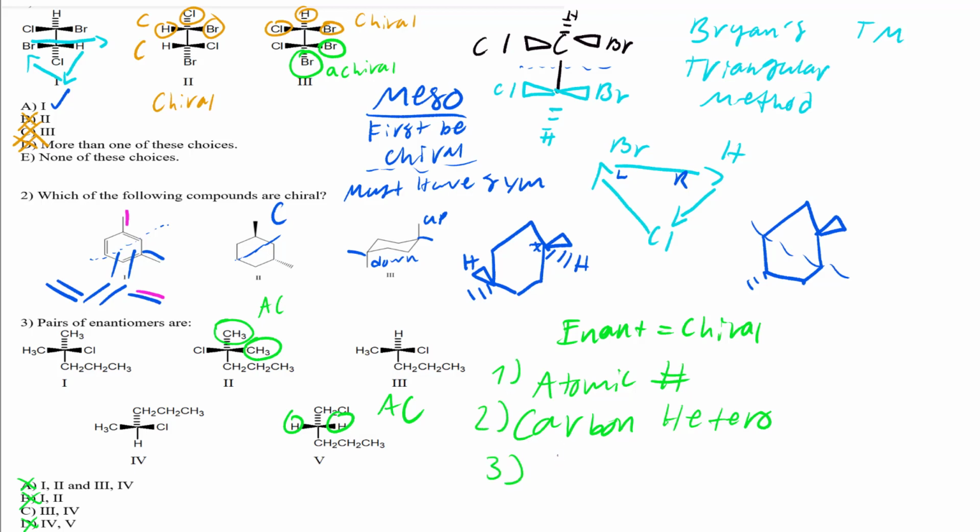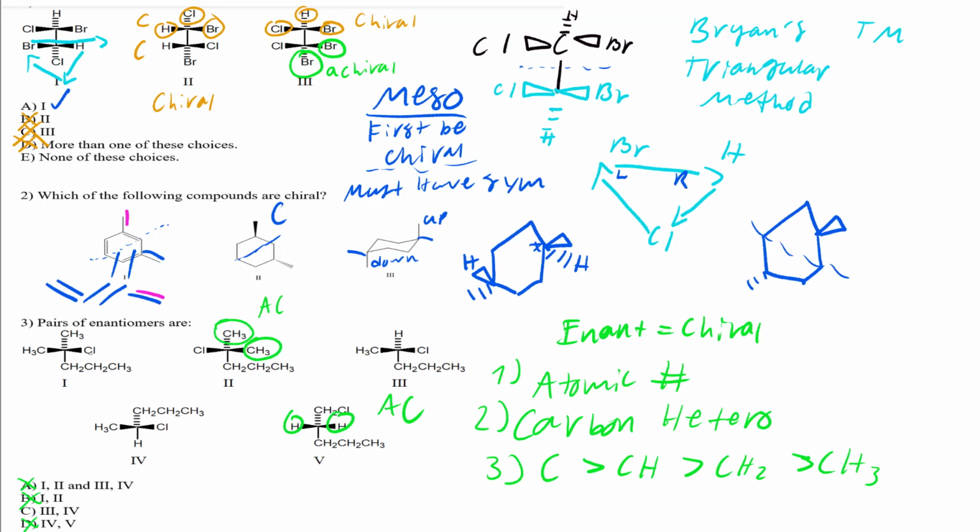3 is that you're going to have a higher priority for a carbon that's alone versus a carbon with a hydrogen versus a carbon with 2 hydrogens versus a carbon with 3 hydrogens. So a carbon that has 4 bonds is better than a carbon that has a hydrogen, and that's better than a carbon that has 2 hydrogens, and that's better than a carbon that has 3 hydrogens. Okay, so that's very good.